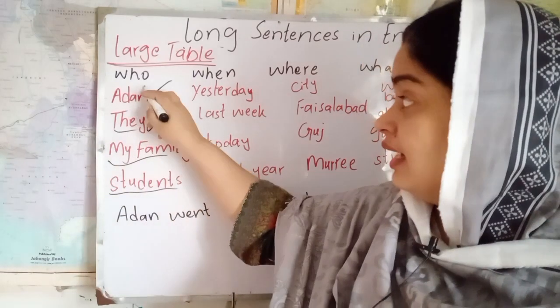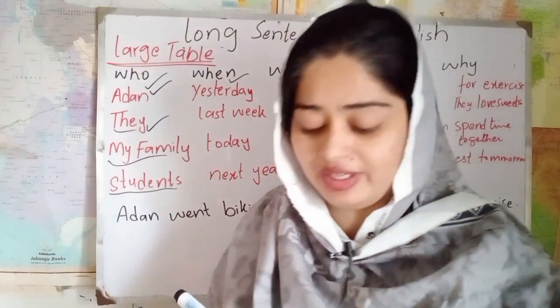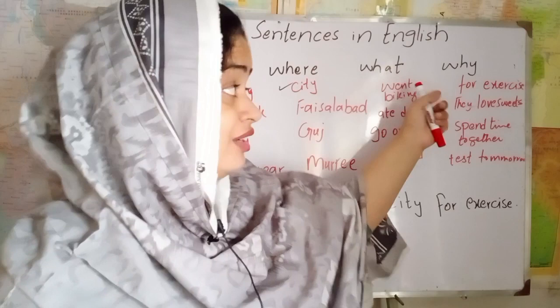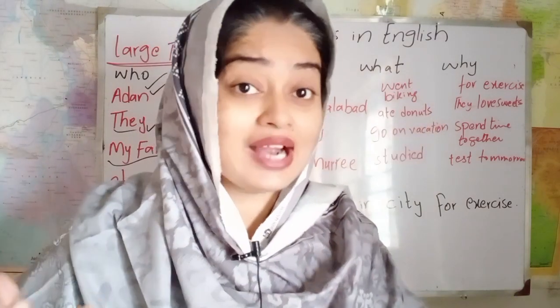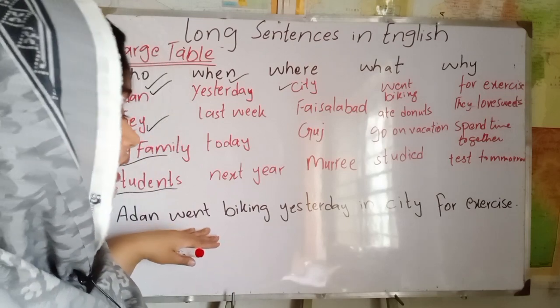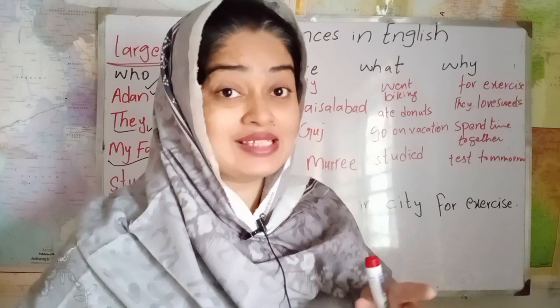The person name: Adan. When? Yesterday. Where did he go? City. For what? Went for biking. Why did he go biking? For exercise. So the long sentence will be like this: Adan went biking yesterday in the city for exercise.